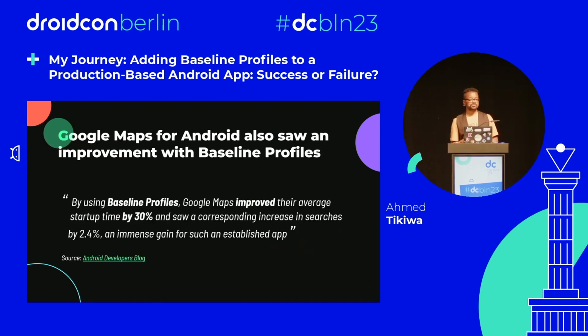Then Google Maps for Android also saw an improvement with baseline profiles. And here you can see by using baseline profiles, Google Maps improved their average startup time by 30%, and saw a corresponding increase in searches by 2.4%, an immense gain for such an established app.